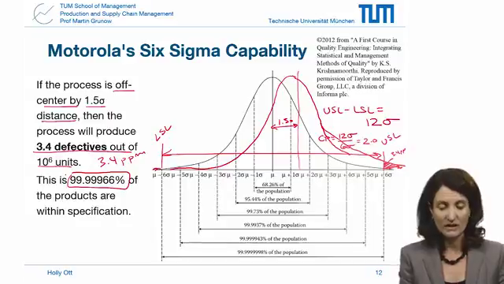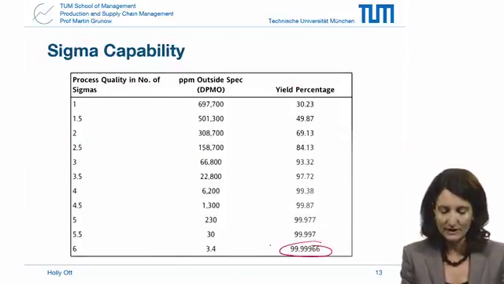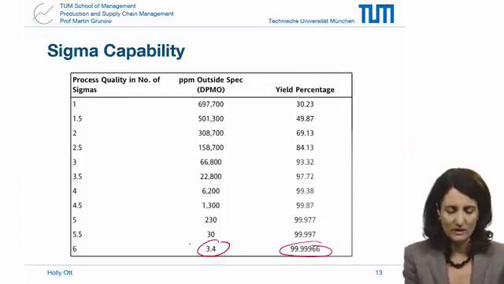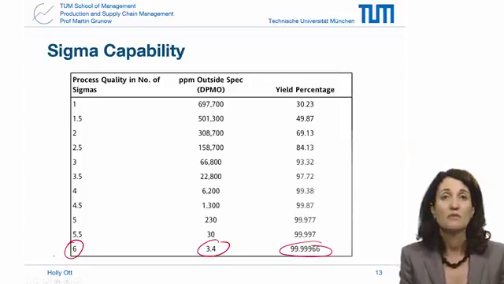Now we took that and converted it to the sigma capability level. So 99.99966 gave us a ppm, a DPMO in this case because we assume one defect opportunity, and a sigma level of 6. So we've done that before.